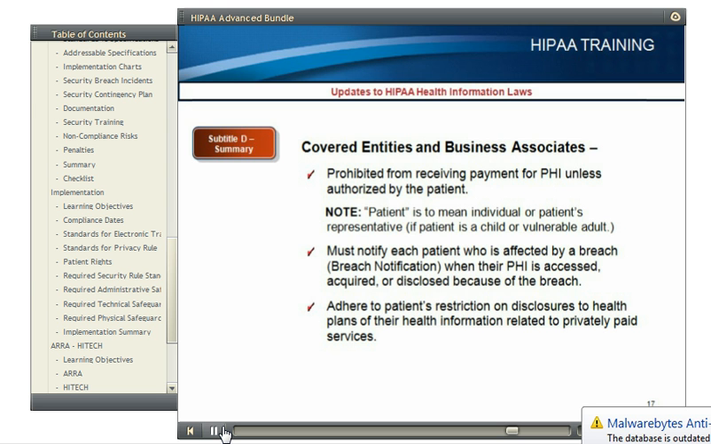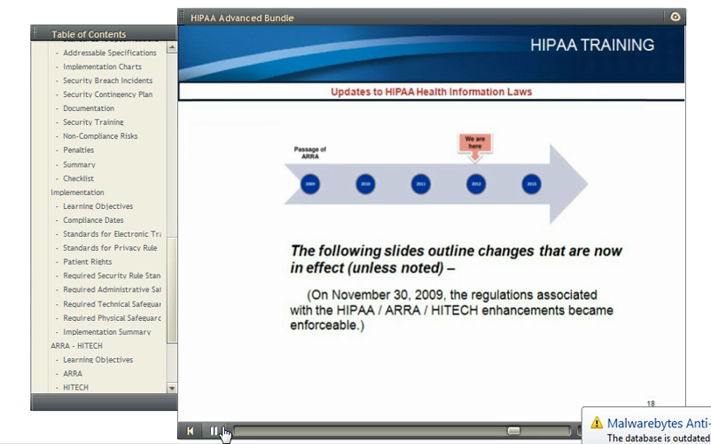Note: patient is to mean individual or patient's representative, if the patient is a child or vulnerable adult. Covered entities must notify each patient who is affected by a breach when their PHI is accessed, acquired, or disclosed because of the breach. They must adhere to a patient's restriction on disclosures to health plans of their health information related to privately paid services. The following slides outline changes that are now in effect, unless noted.